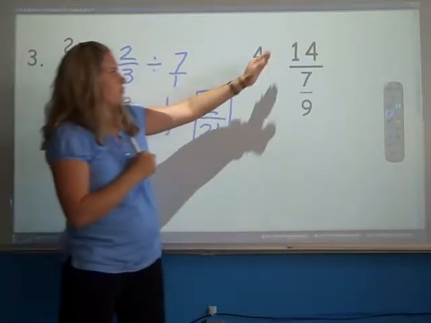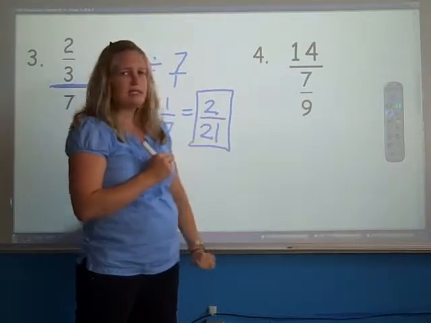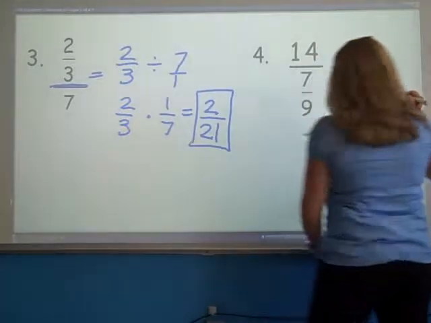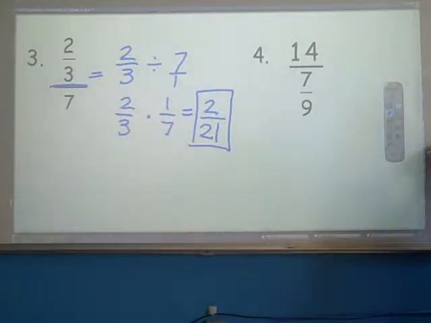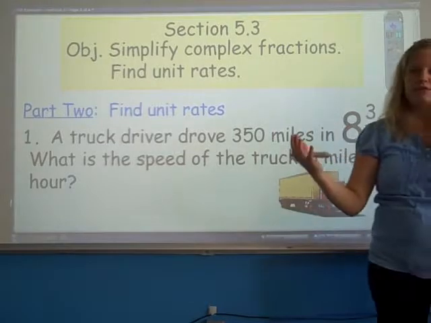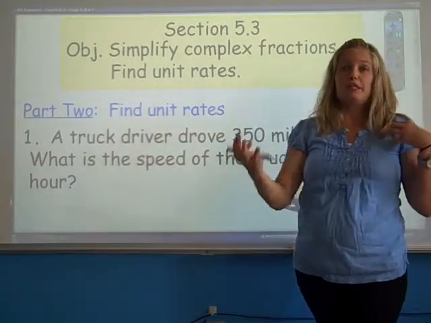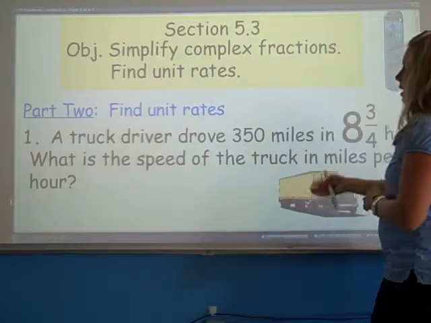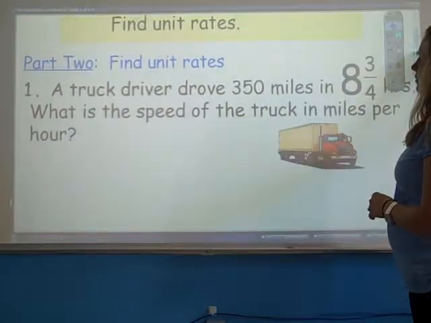You can try this one. 14 is in the numerator, 7/9 is in the denominator. And simplify that one, please. Okay. Moving on. Now we're going to find unit rates. The reason they're finding unit rates here is because you're going to be using complex fractions when you're finding the unit rate.